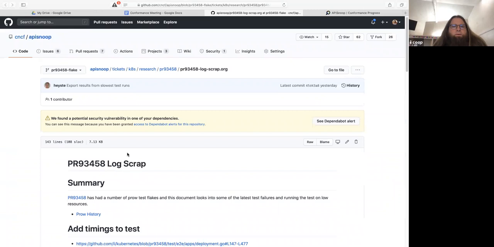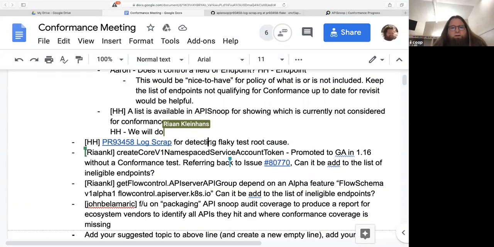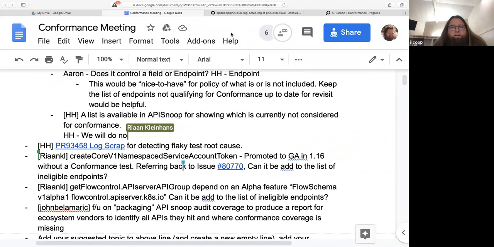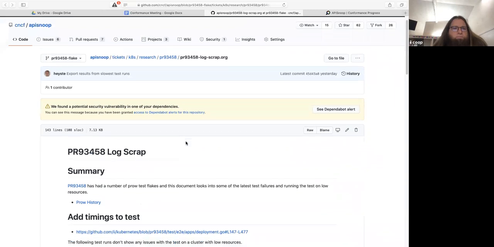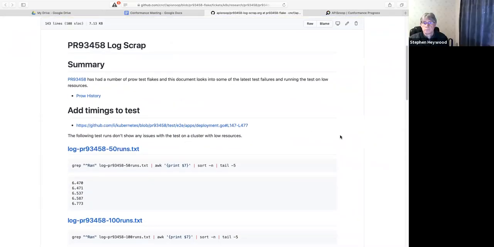This one is our log for detecting flaky test root cause. Stephen, are you on? A lot of this is your work, but I can, yeah, go for it.